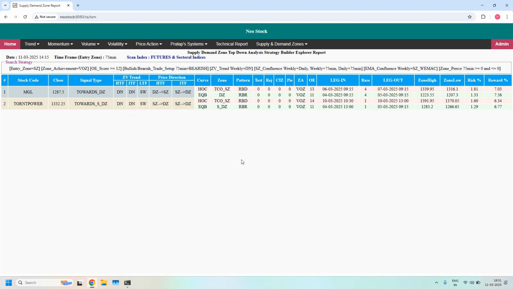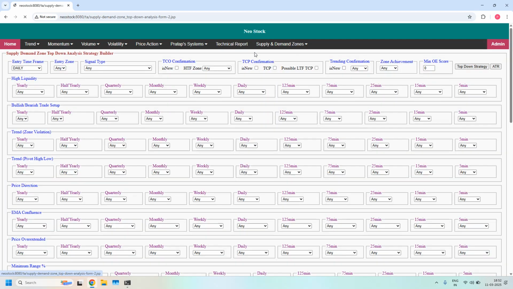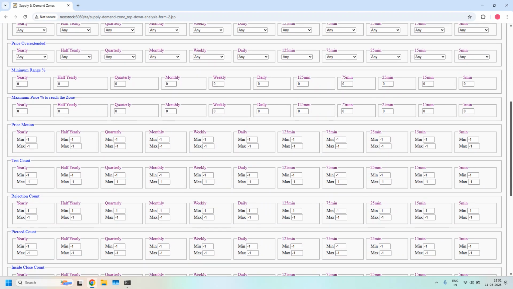Next, we will look into daily income trade stocks. Daily income trade bullish trade setup, entry time frame 15 minutes, entry zone, demand zone. In bullish or bearish trade setup at 15 minutes, I am selecting bullish. Zone achievement violated opposing zone, minimum odd enhancer score should be 12. And these 15 minutes demand zones should not be pierced. So in the pierced count parameter at 15 minutes time frame, I am setting minimum value 0, maximum value 0.